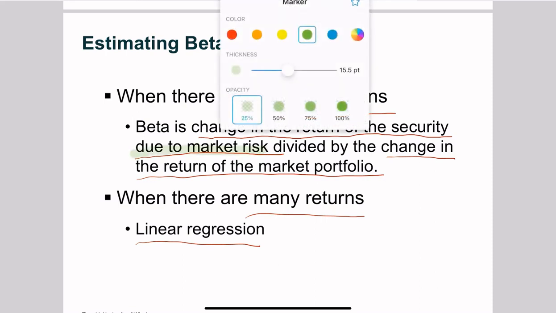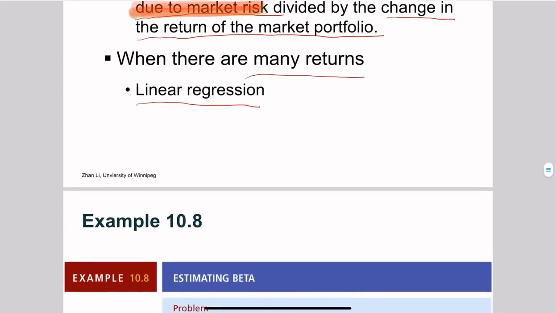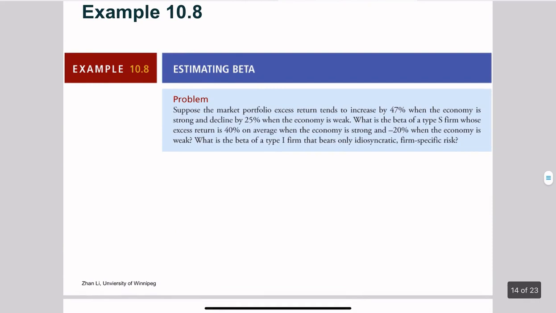Right, this is important. So you can see that beta is not defined as change in the return of the security divided by the change in the return of the market portfolio. Instead, the numerator is the change in the return due to market risk. That is, we cannot use the raw return change. We will want to look at this specific component, that is, the change because of market risk. Okay, now let's look at this example, which will help you understand how to calculate beta with just two returns.